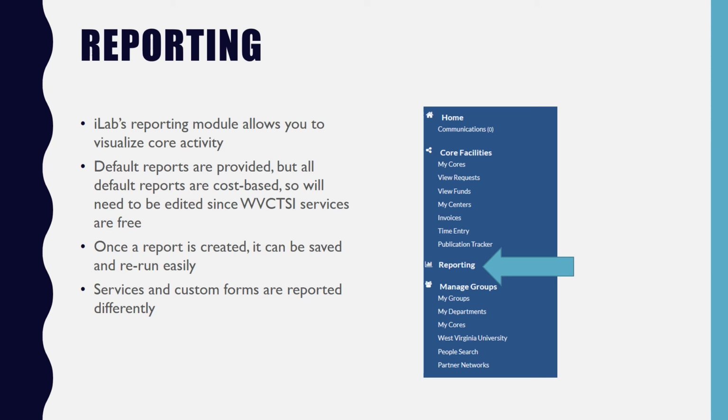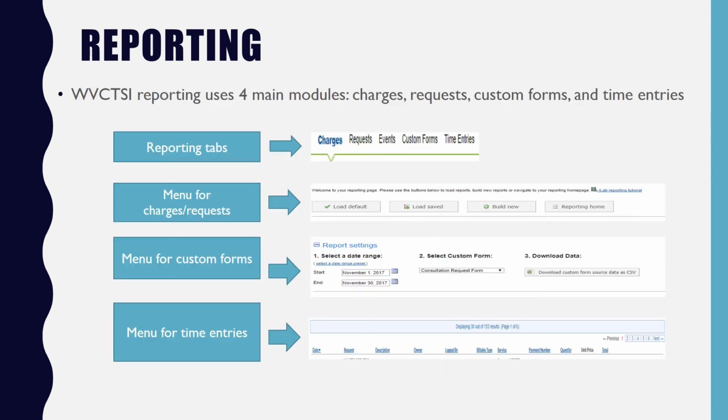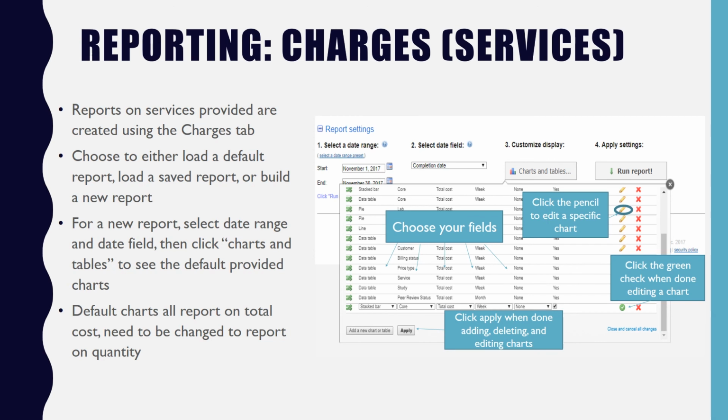One thing to note is that services, custom forms, and time entries are all reported differently. So, WVCTSI reporting uses 4 main modules: charges, requests, custom forms, and time entries. This reporting section is named charges, but it really refers to services. You can choose to load a default report, load a saved report, or build a new report.